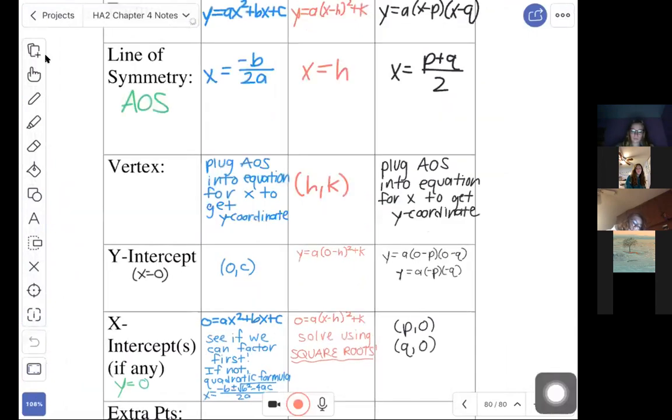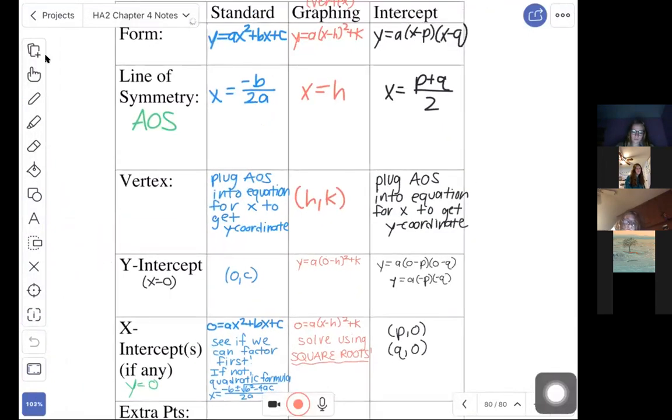So hopefully this kind of helps bring everything together. It's kind of your cheat sheet for what you need to know about parabolas, the different forms, how you can find those characteristics, sums it all together. Questions on these?